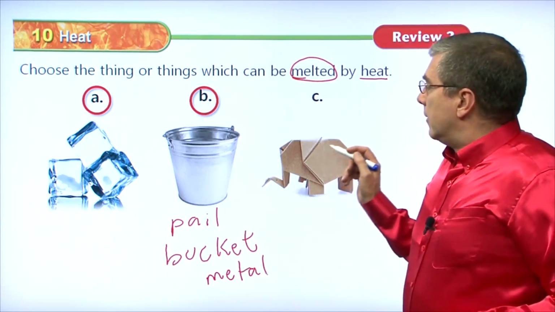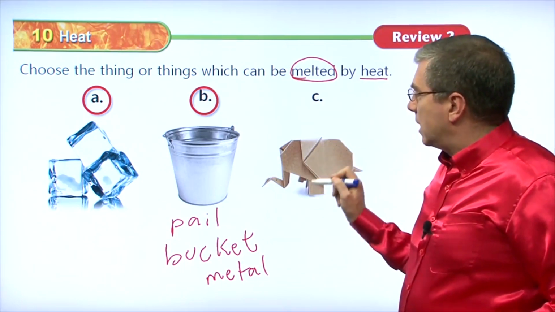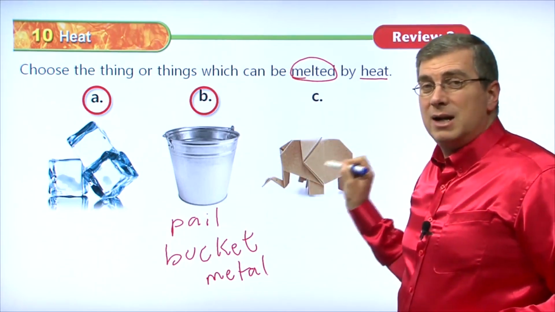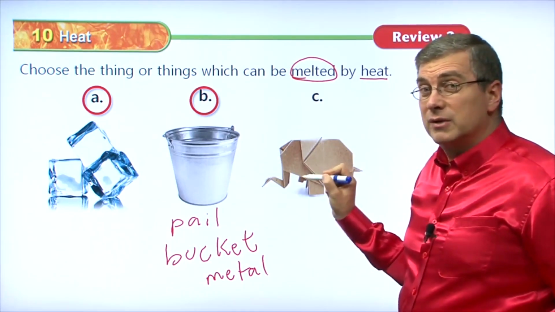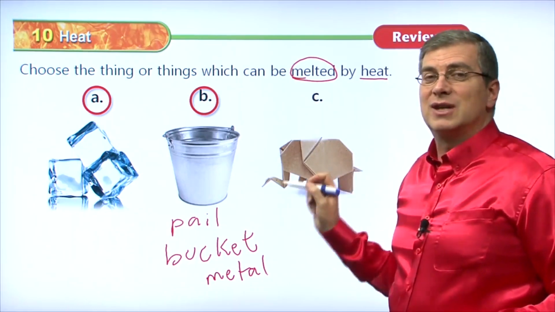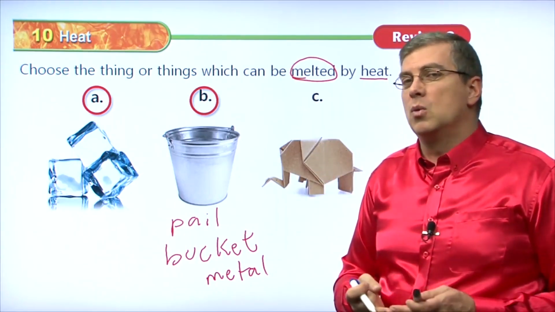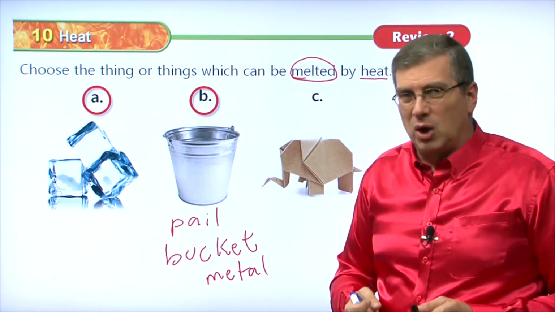Okay, finally over here we have paper. This is paper. It's folded into an elephant. If we add enough heat to this paper, will it melt? No, it won't melt. It'll burn. Okay, so that's interesting. Not all things can be melted. For example, paper and wood, they don't melt, they burn.